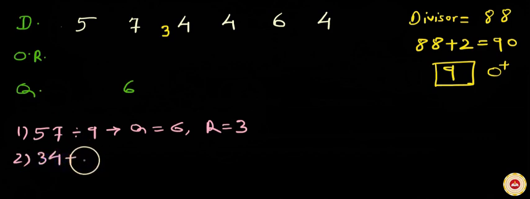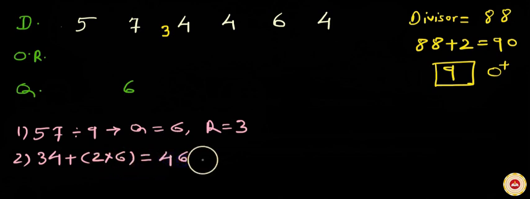34 plus, this is the positive osculation process. So add to this 34. What to add? 2 times the first quotient, that is 6, which gives 34 plus 12, which is 46. Now write this 46 in the row of osculation results below 34.